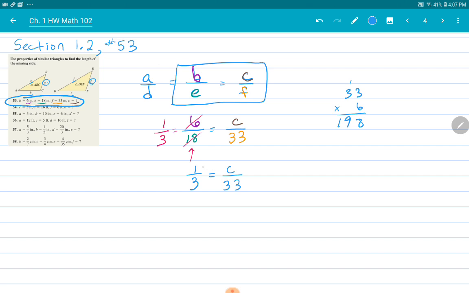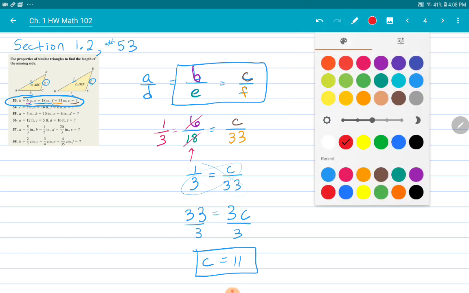So now when I cross multiply, I get 33 times 1 equals 3 times C. Then to isolate the C, divide both sides by 3, and I get C equals 11. So there's one of my answers. Oh, actually that's it. I have the other 3 already. So for number 53, I was just looking for C, and that gives me my final answer.